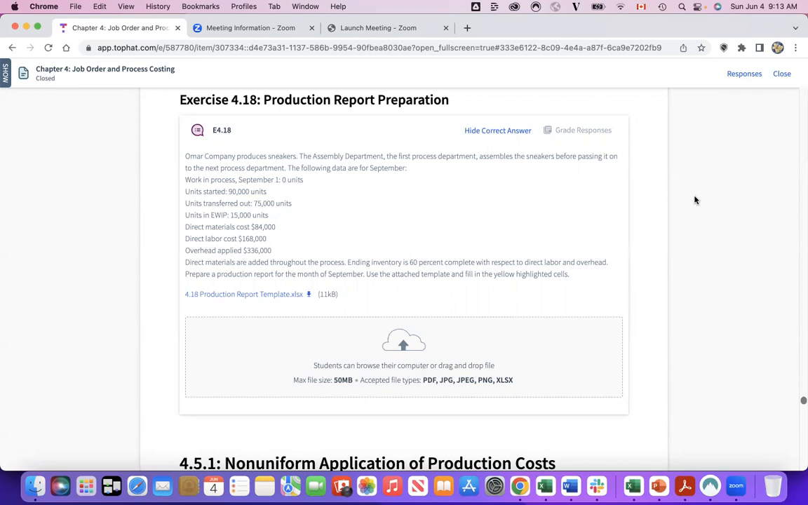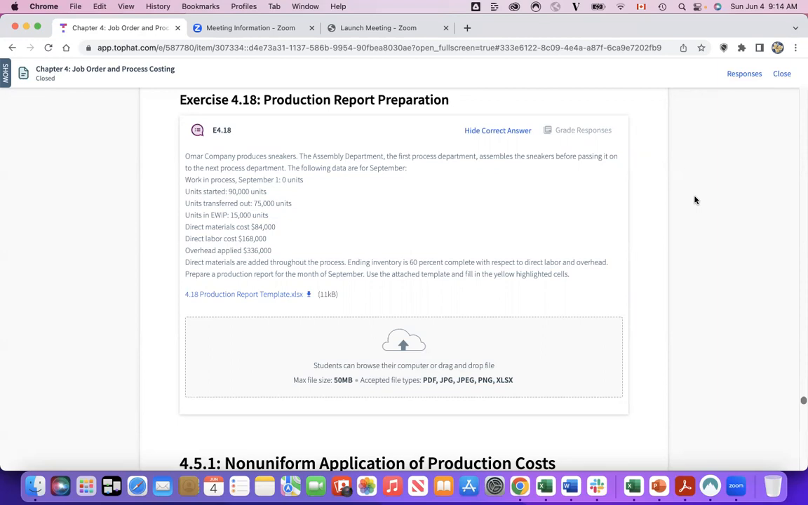So Omar Company produces sneakers. The assembly department, which is the first process department, assembles the sneakers before passing it on to the next process department. The following data are for September. At the beginning of the month, work in process, there was nothing in process. During the month, they started 90,000 units. They transferred out 75,000 units, meaning ending work in process was 15,000 units.